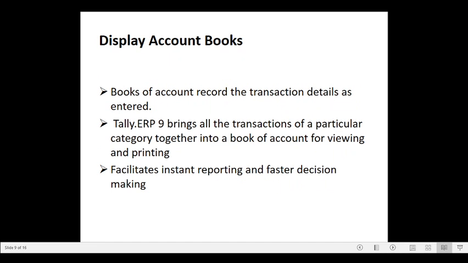Now let's move on to display of accounts. Here we are talking about books and statements. A book of account records the transaction details as entered. Although items are posted to many different ledgers, Tally brings all the transactions of a particular category together into a book of account for viewing and printing. For example, the cash book records all the transactions affecting cash and the sales book records all sales transactions.